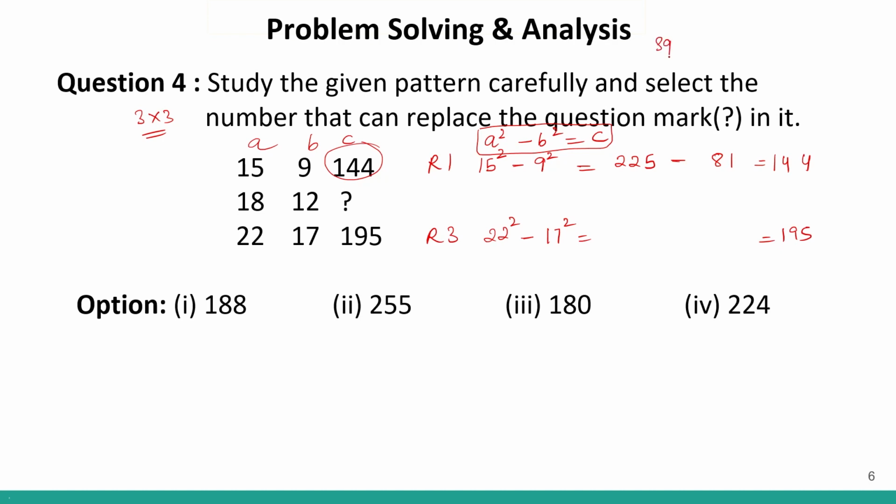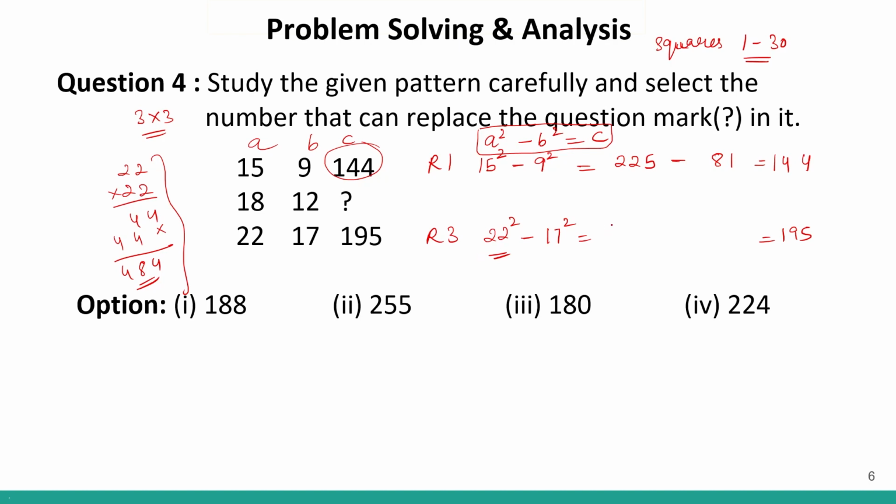Now I told you to remember squares of at least 1 to 30. Why? Because questions like these involve the use of squaring. If you remember squares from 1 to 30, you can get your answer much quicker. Otherwise, you would have to do 22 into 22, which takes a lot of time. And time is very precious when it comes to competitive exams. You cannot afford to waste time at all. So if you remember the square of 22, it becomes much easier for you to solve such questions.